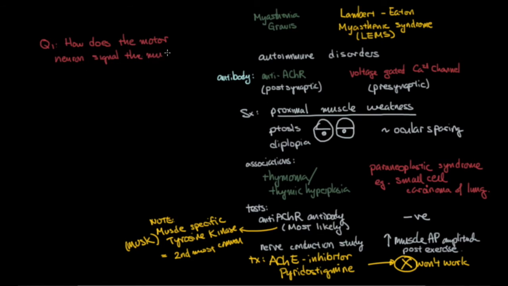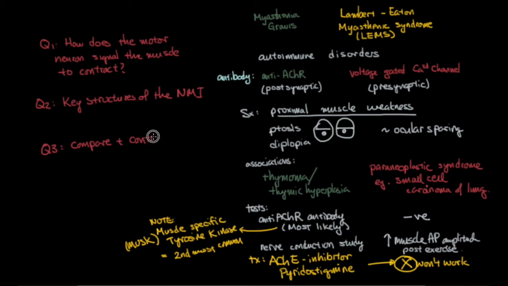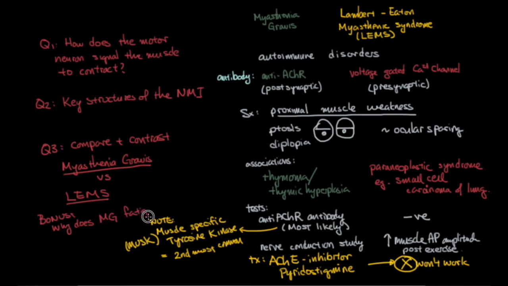In summary today, we talked about how a motor neuron signals a muscle to contract. We talked about a few key structures of the neuromuscular junction. We've also compared and contrasted the differences between myasthenia gravis and Lambert-Eaton syndrome. But to test your understanding, can you think of the reason why in myasthenia gravis the muscle fatigue gets worse with use, whereas in Lambert-Eaton syndrome the muscle fatigue gets better with use?